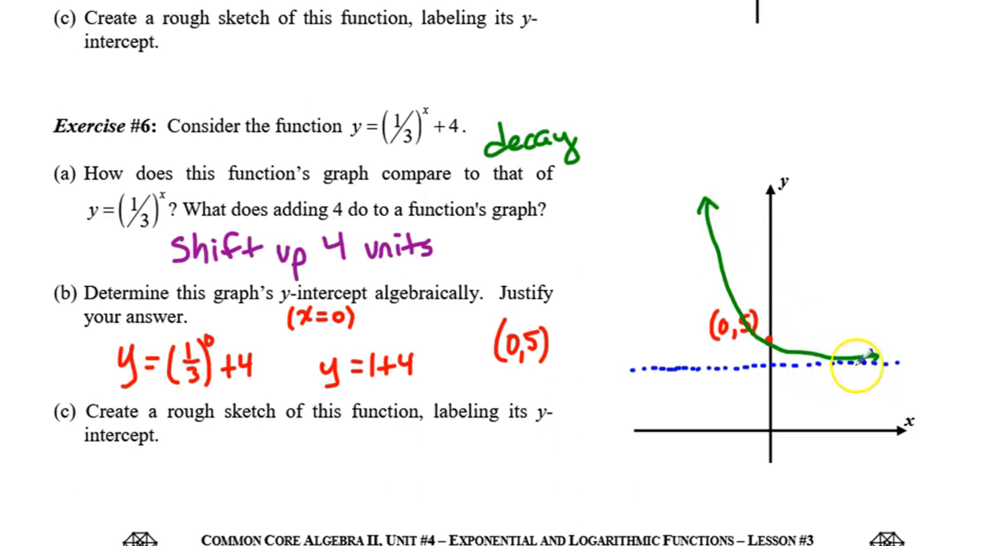Okay, so the asymptote was shifted up 4. I should have put my y-intercept label on the other side. That's just going to move everything. I'll leave it. It's fine.